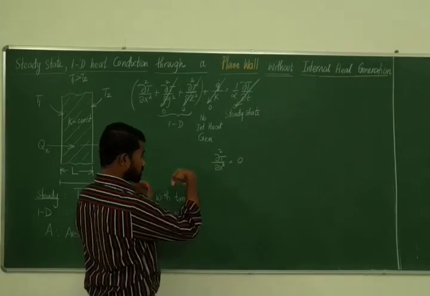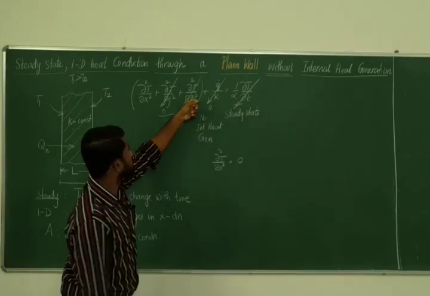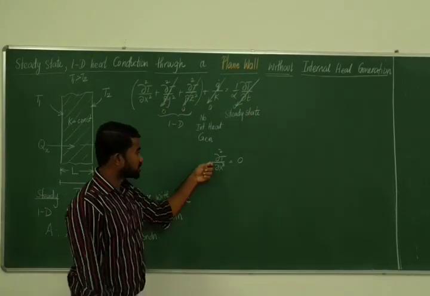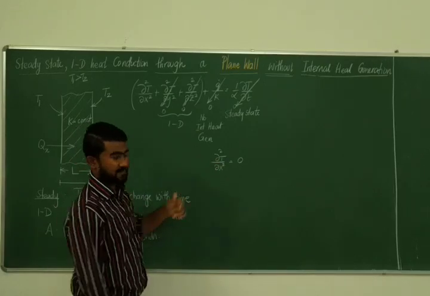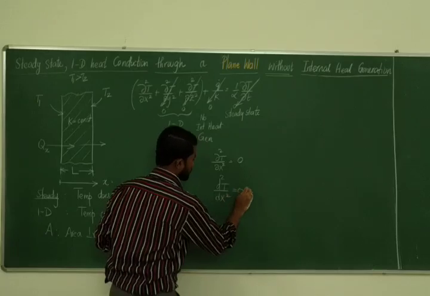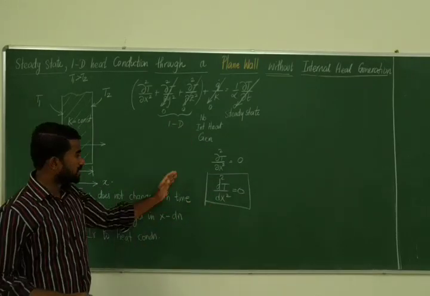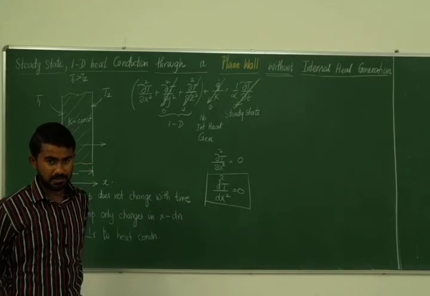Now we know temperature is only a function of x. Temperature is not going to depend on time. It's not going to depend on y or z. So I can use ordinary derivative instead of partial derivatives. So I can write d²T/dx² equal to 0. You get a very simple ordinary differential equation. Now you integrate this equation and you obtain the solution.